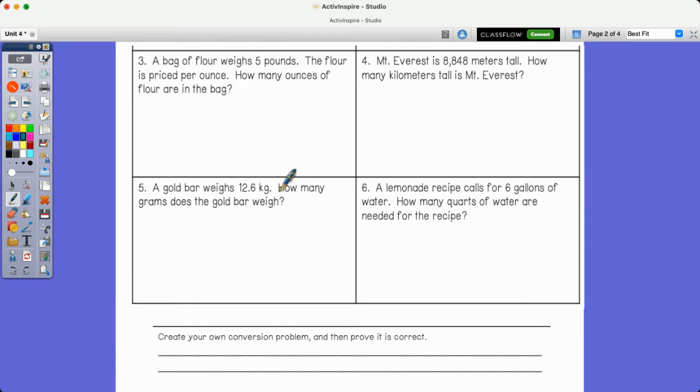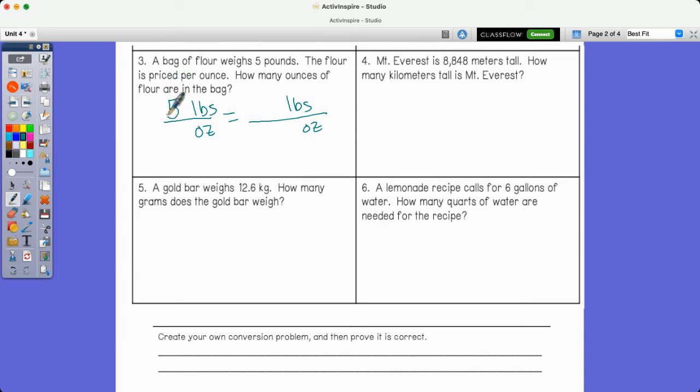A bag of flour weighs 5 pounds. The flour is priced per ounce. How many ounces of flour are in the bag? So we are doing proportions. We're doing pounds to ounces. So we have our proportion set up.